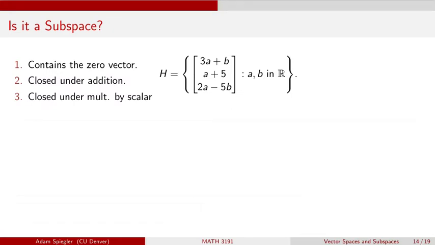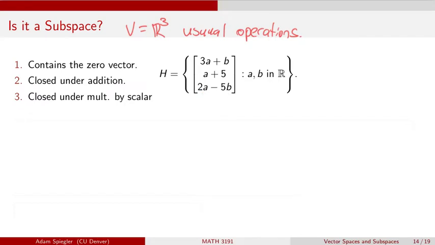Okay, so let's check another example where we're going to think of our vector space V again as vectors. So here we're going to think of V as R3, and we're going to have the usual operations of vector addition and multiplication by a scalar. And the subset that we're going to consider now, H, is going to have first coordinate 3a plus b, where a and b are denoting any real numbers. The second component is going to be a plus 5, and the third one is 2a minus 5b.